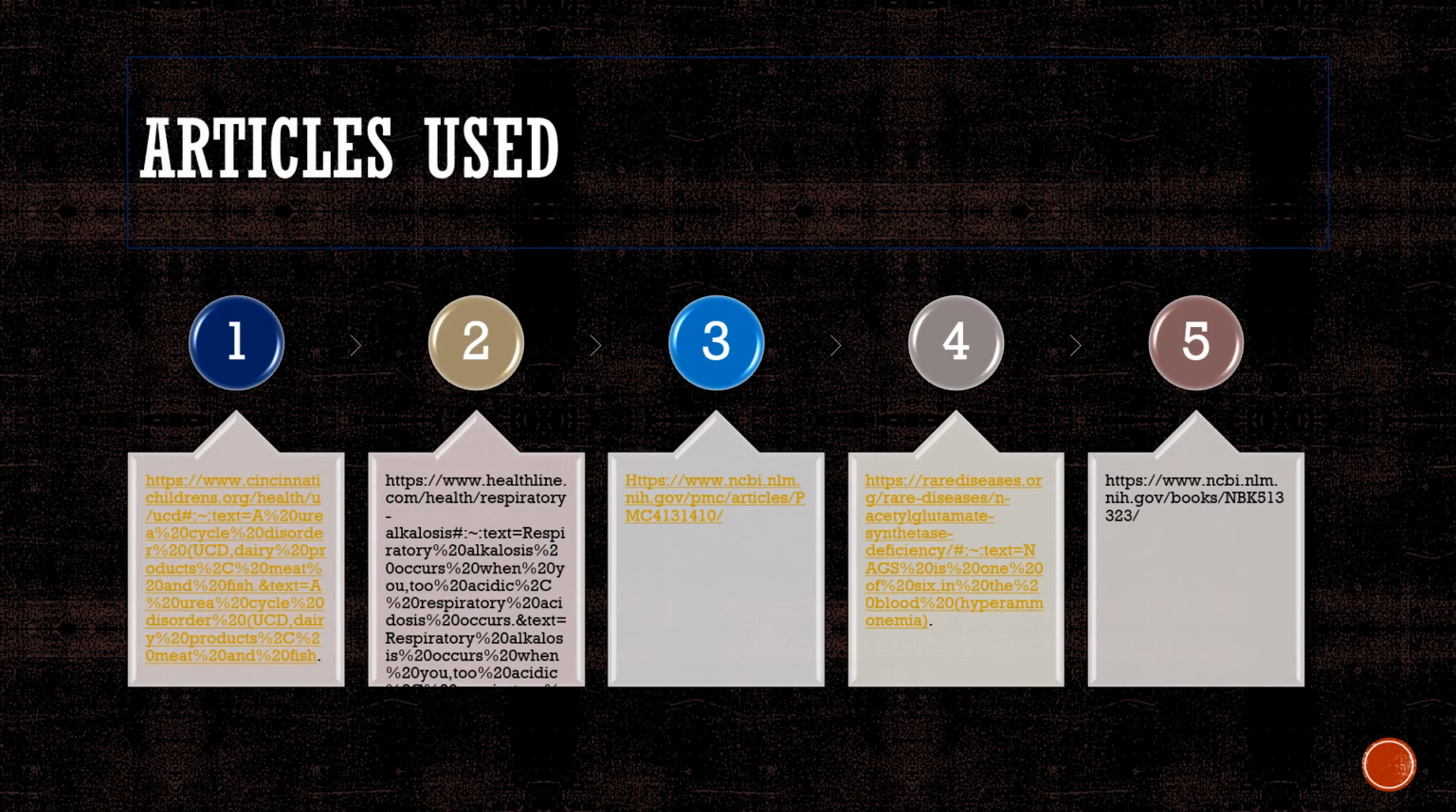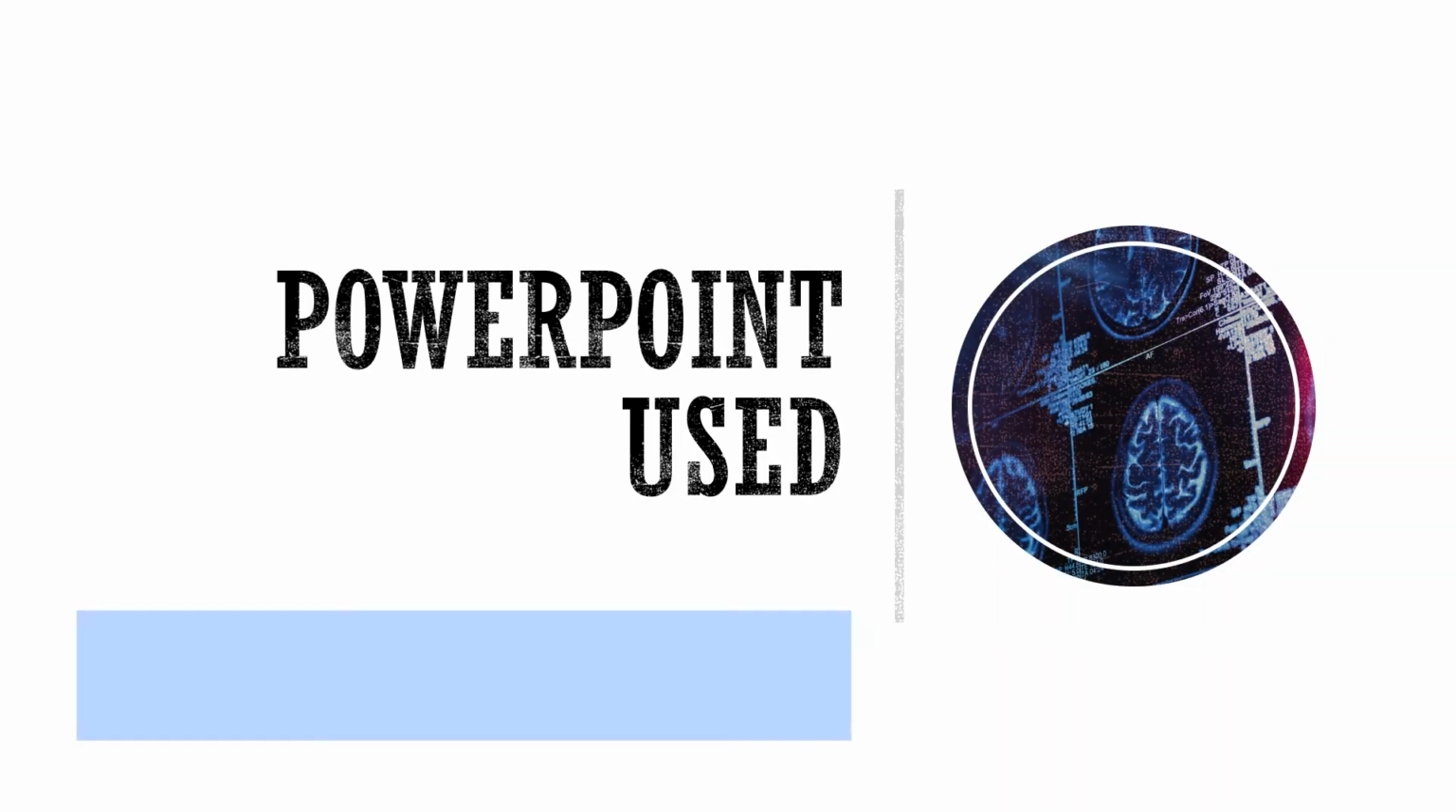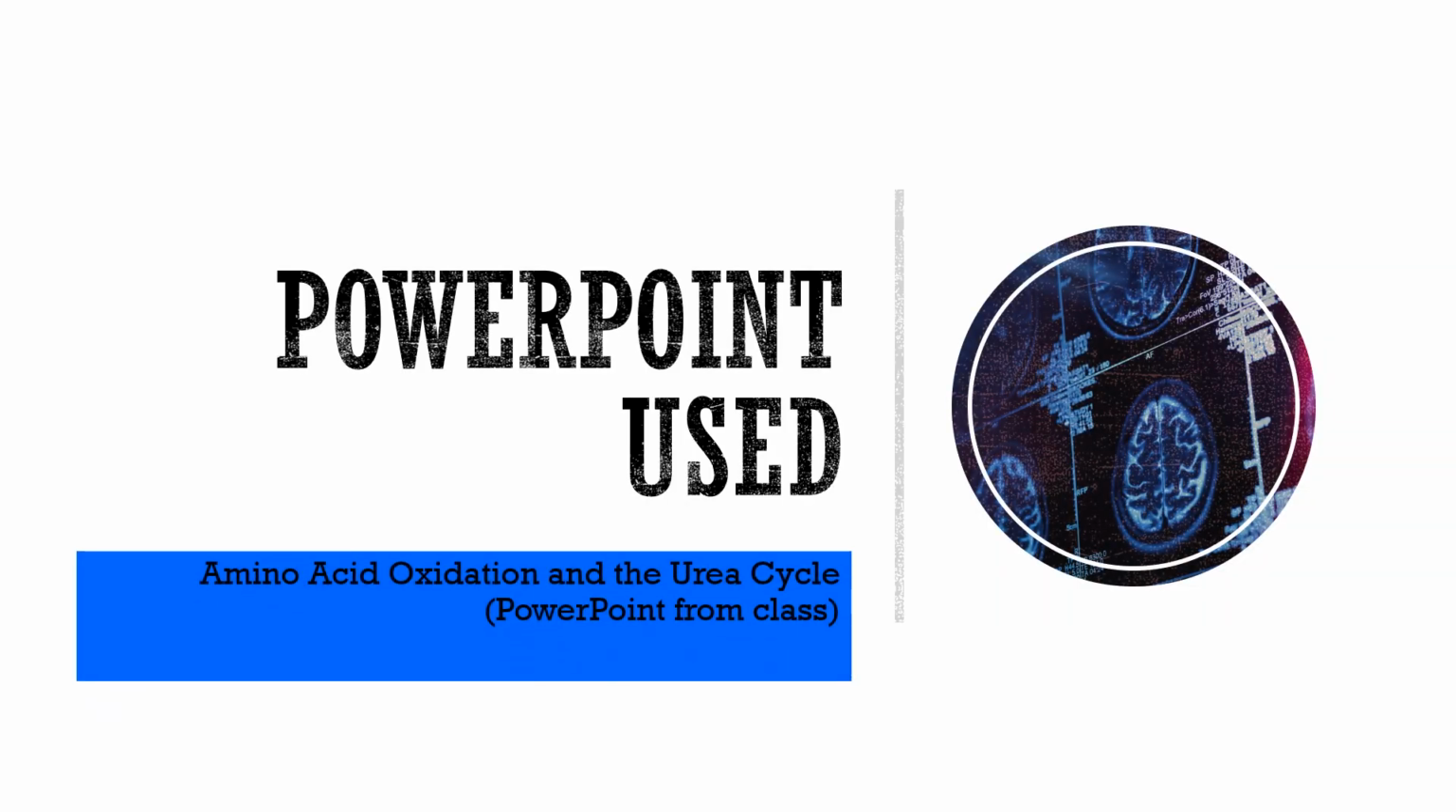So now these are the articles that I used, and as you can see, I used 5 of them. If you wanted to look more into this, you could look at them. They have more scientific terms, if you're interested in looking up more on the topic. I also used a PowerPoint, the amino acid oxidation urea cycle PowerPoint from class.